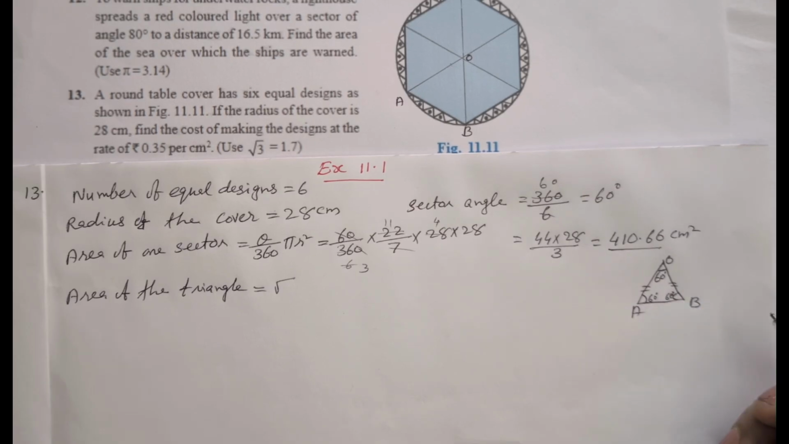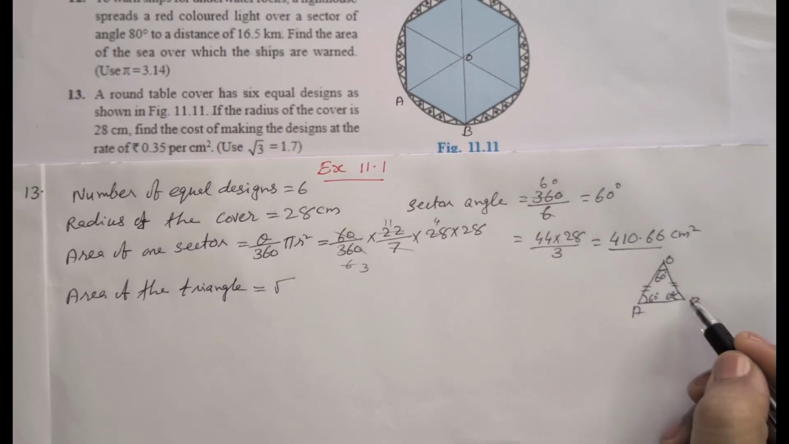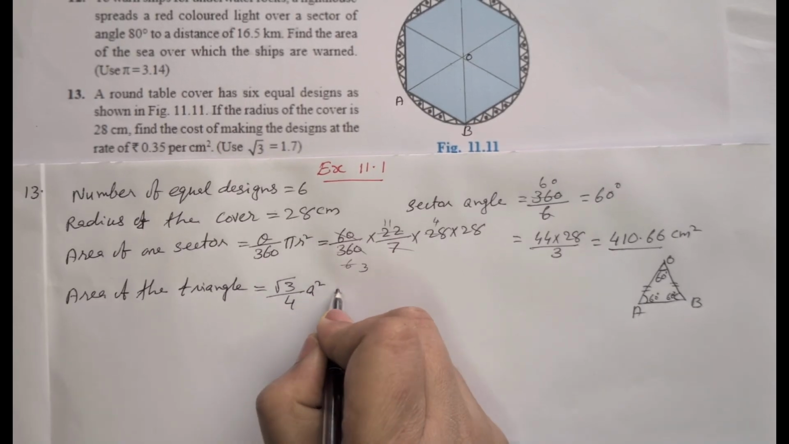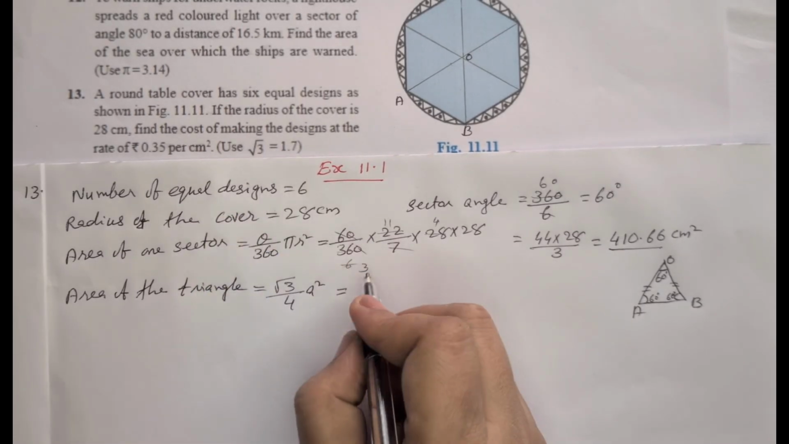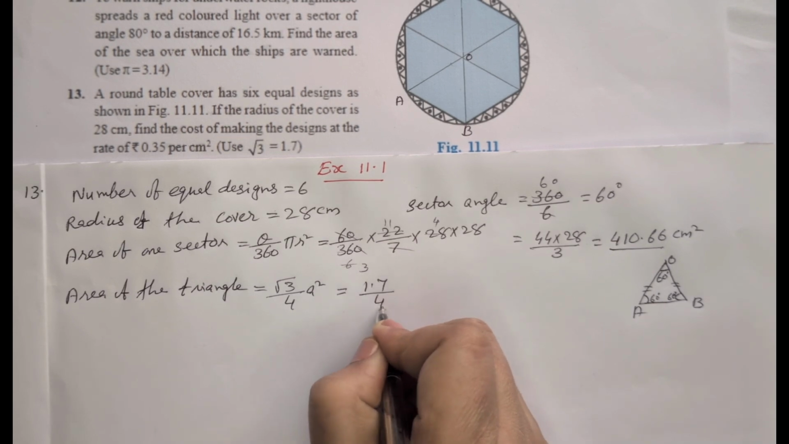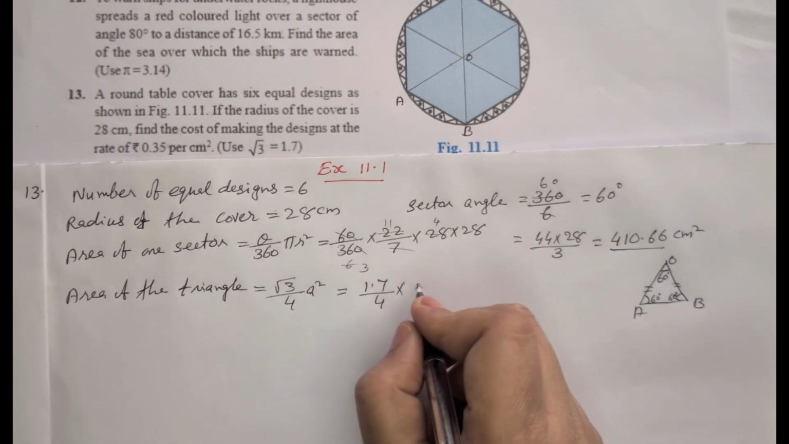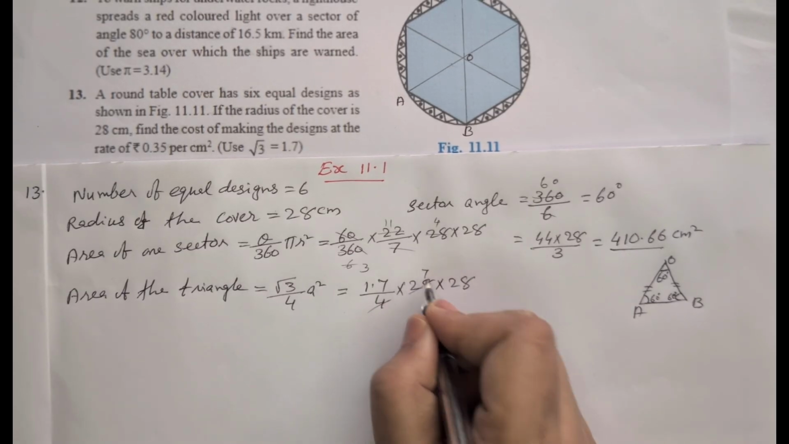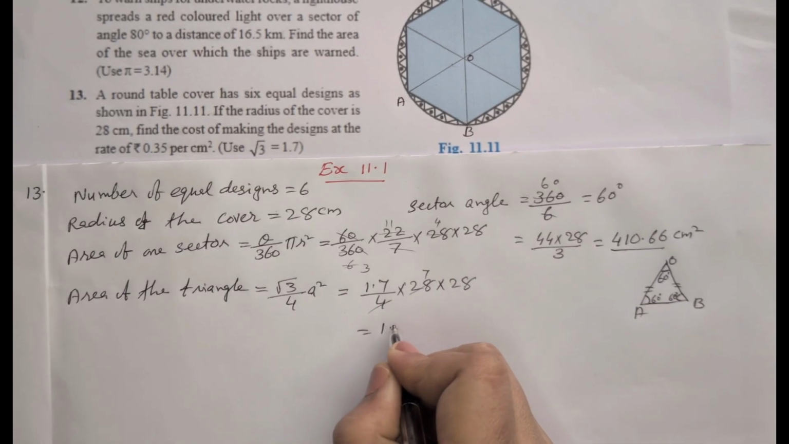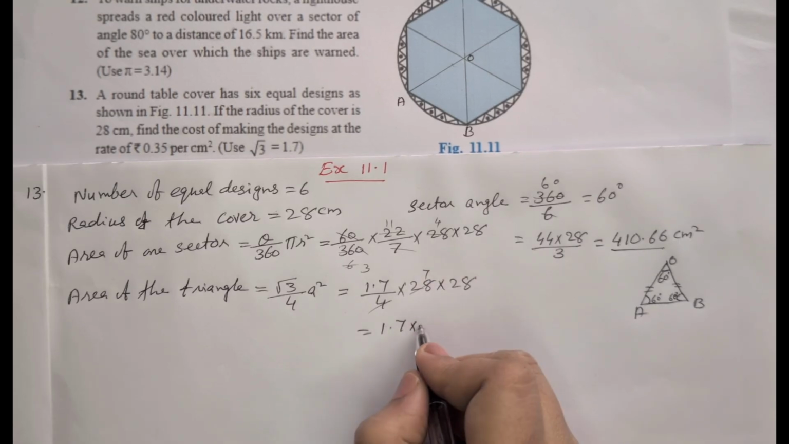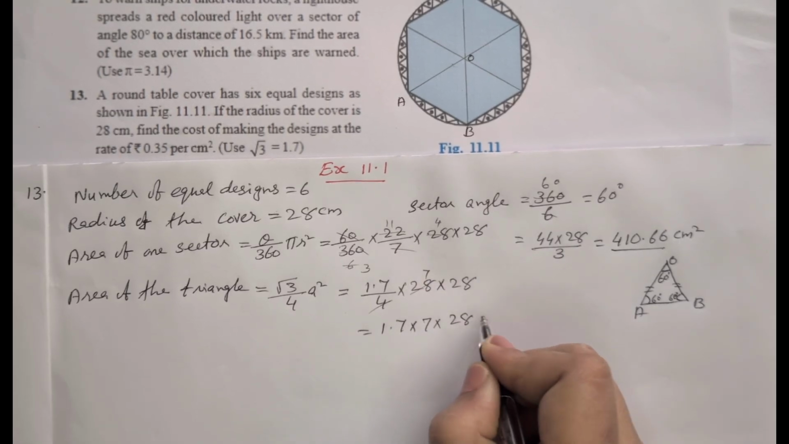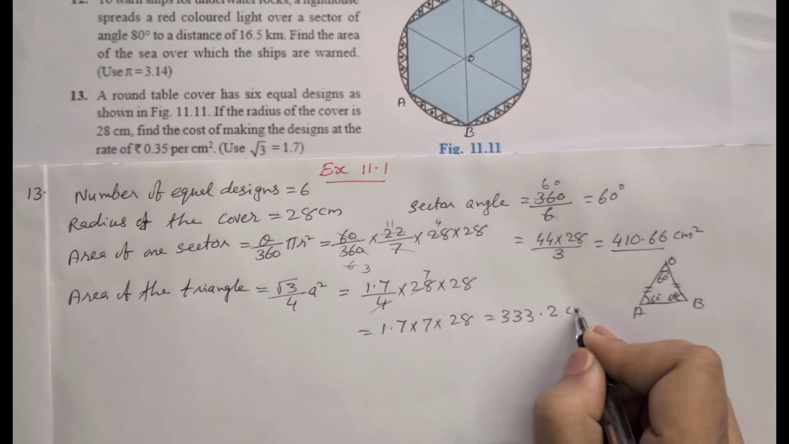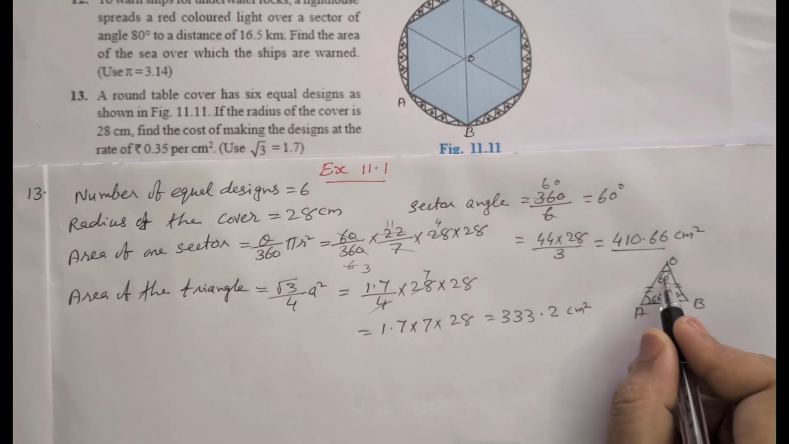That means it is an equilateral triangle. And the area of the equilateral triangle is root 3 by 4 a square, which is equal to, the value of root 3 is given as 1.7, by 4. A means radius 28, 28 into 28. When we simplify by 4, here 7, which means 1.7 into 7 into 28, which is equal to 333.2 centimeter square. That is the area of the triangle.